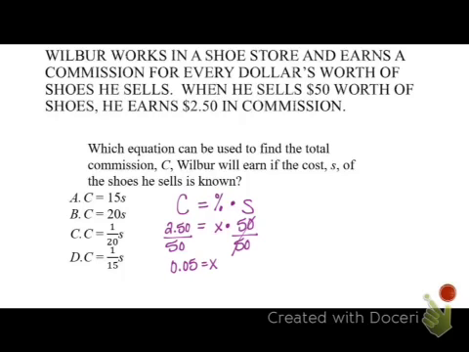But because we do not see 0.05, we need to turn that into a fraction. 0.05 is 5/100ths, which reduces to 1/20th. So the equation we would create is that the commission is 1/20th of sales, which is C.